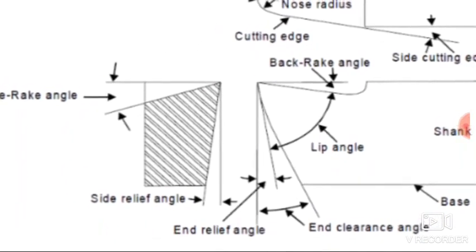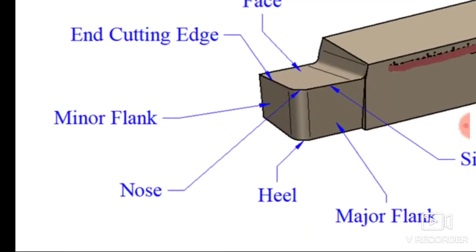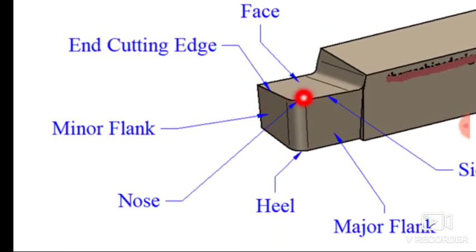Okay, and again, now this face is inclined at this side also. Here you can see this line and this line, they are not parallel to each other. This line is inclined downward. This line is inclined downward. That means the entire face is inclined downward.